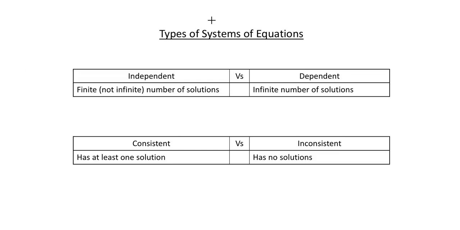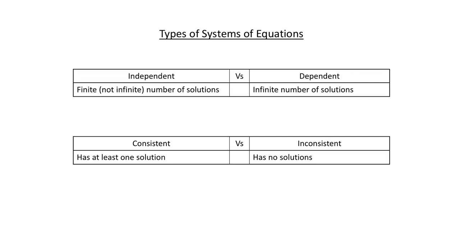And then we have another set of terms that we have to decide between. Is this system consistent or inconsistent? And again, the way you determine that is to look at the solutions. If there are no solutions to the system of equations, it's inconsistent. If it has any solutions at all, whether it's just one solution or 5 solutions or infinite solutions, it's consistent. So in this case, it's solutions versus no solution.